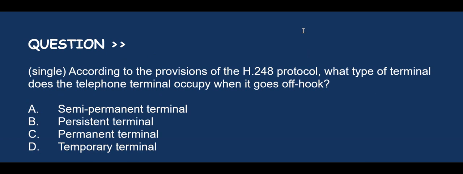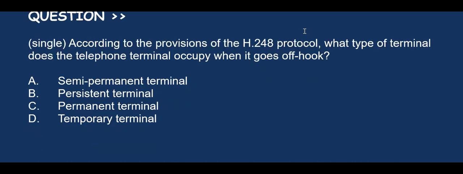Option B is correct. Next one, according to the provisions of the H.248 protocol, what type of terminal does the telephone terminal occupy when it goes off hook? Options are, option A semi-permanent terminal, option B persistent terminal, option C permanent terminal, option D temporary terminal. Correct answer is option A.